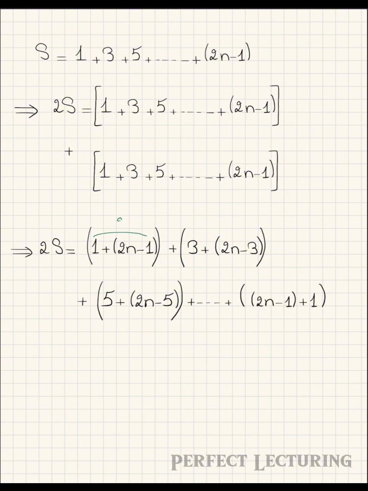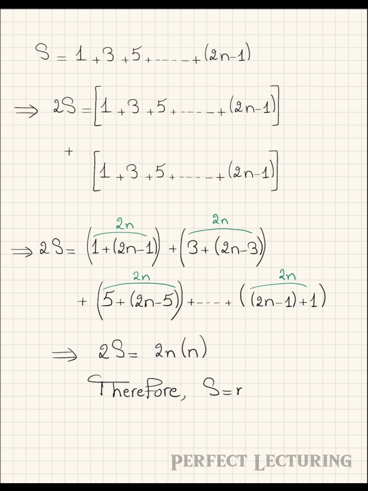This sums up to 2n, as well as this and this. This means that each pair of these sums is going to give us 2n, and it turns out that we have n copies of this 2n. This tells us that 2S is equal to 2n, n times, and here you go, we proved that S is equal to n squared, and this is a perfect square.